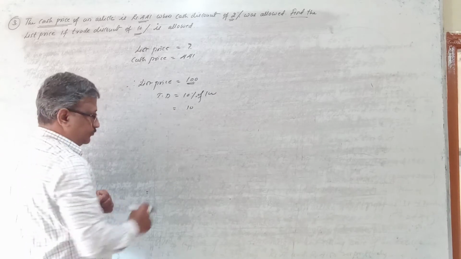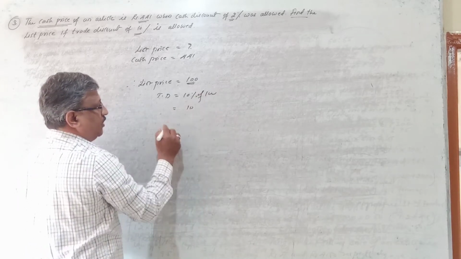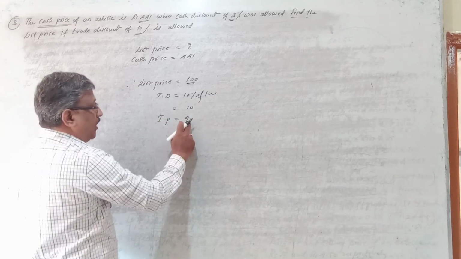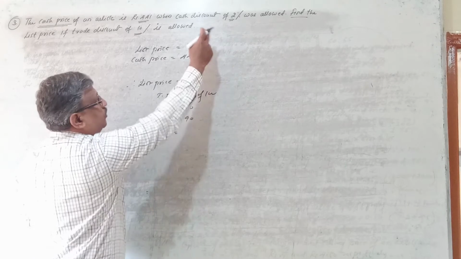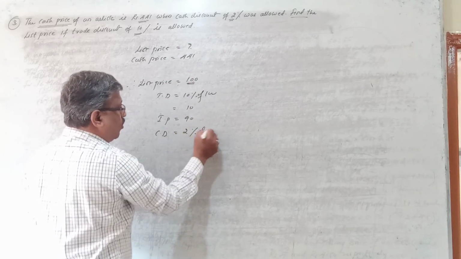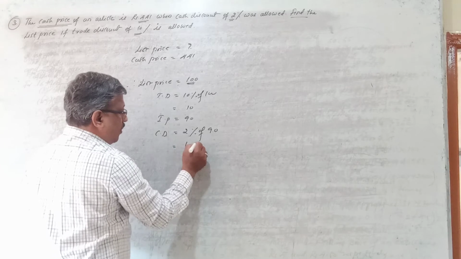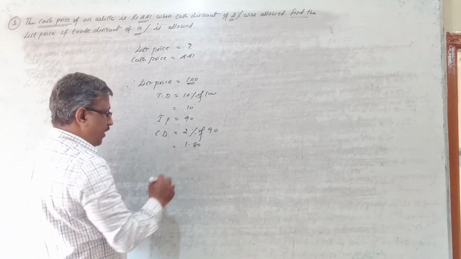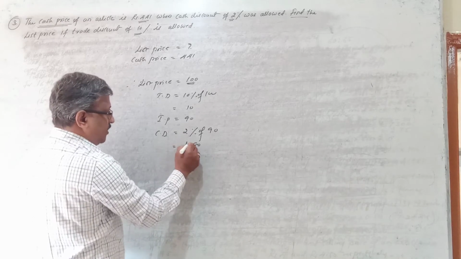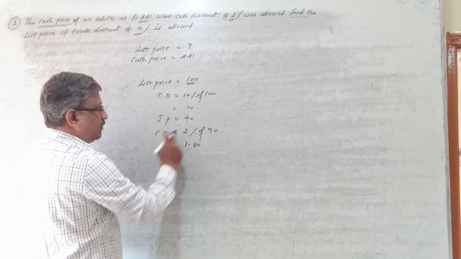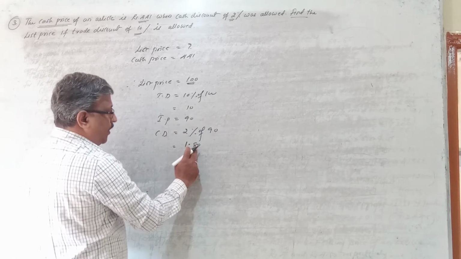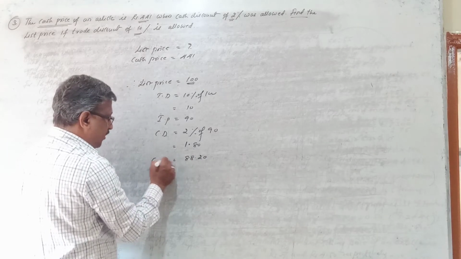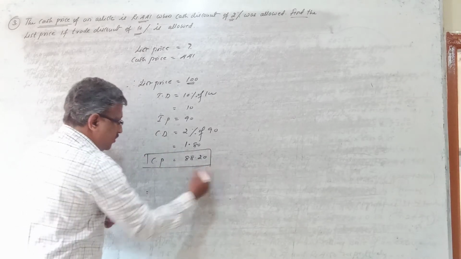So 10% of 100 rupees comes to how much? It is 10 rupees. So if you subtract this 10 rupees from the list price, we get the invoice price as 90 rupees. And on 90 rupees we give the cash discount, how much is it? 2%. So you have to calculate 2% on 90 rupees. It comes to 1 rupee 80 paisa. The cash discount comes to 1 rupee 80 paisa. So you subtract 1 rupee 80 paisa from the invoice price. From 90 you subtract 1 rupee 80 paisa, so you get 88 rupees 20 paisa as the cash price.